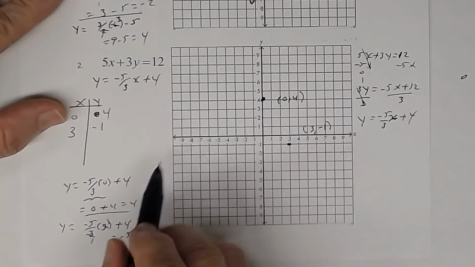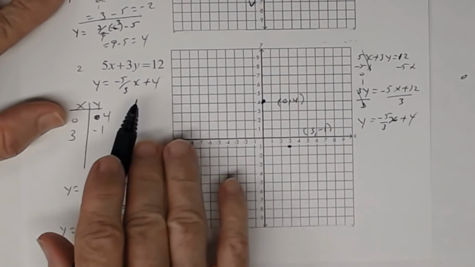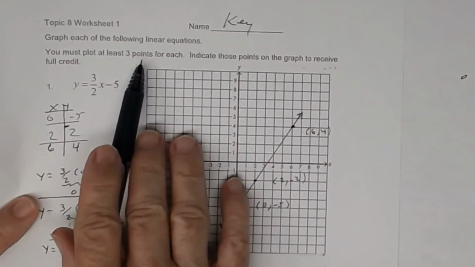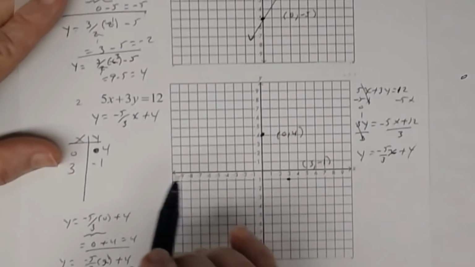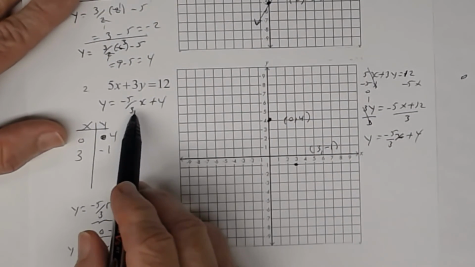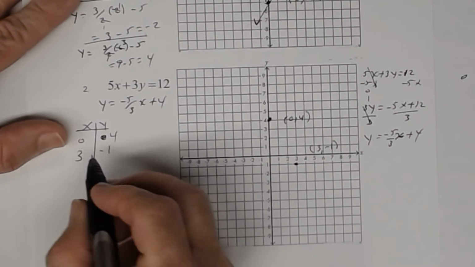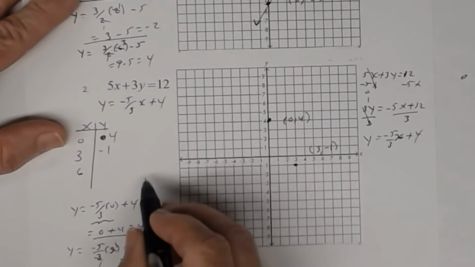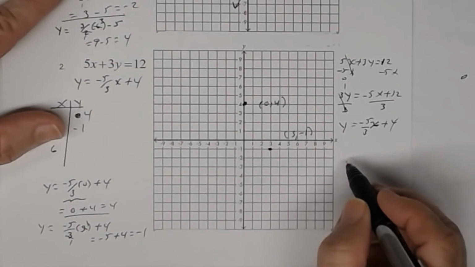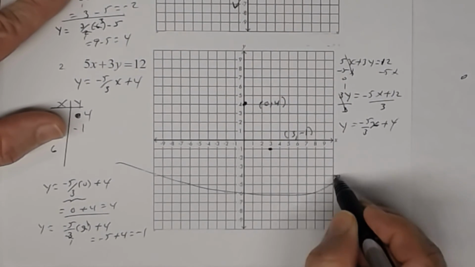So far I found 2 points on that line. According to the directions, I need at least 3. So let's do 6. So if x is 6, I'm going to do that right here.